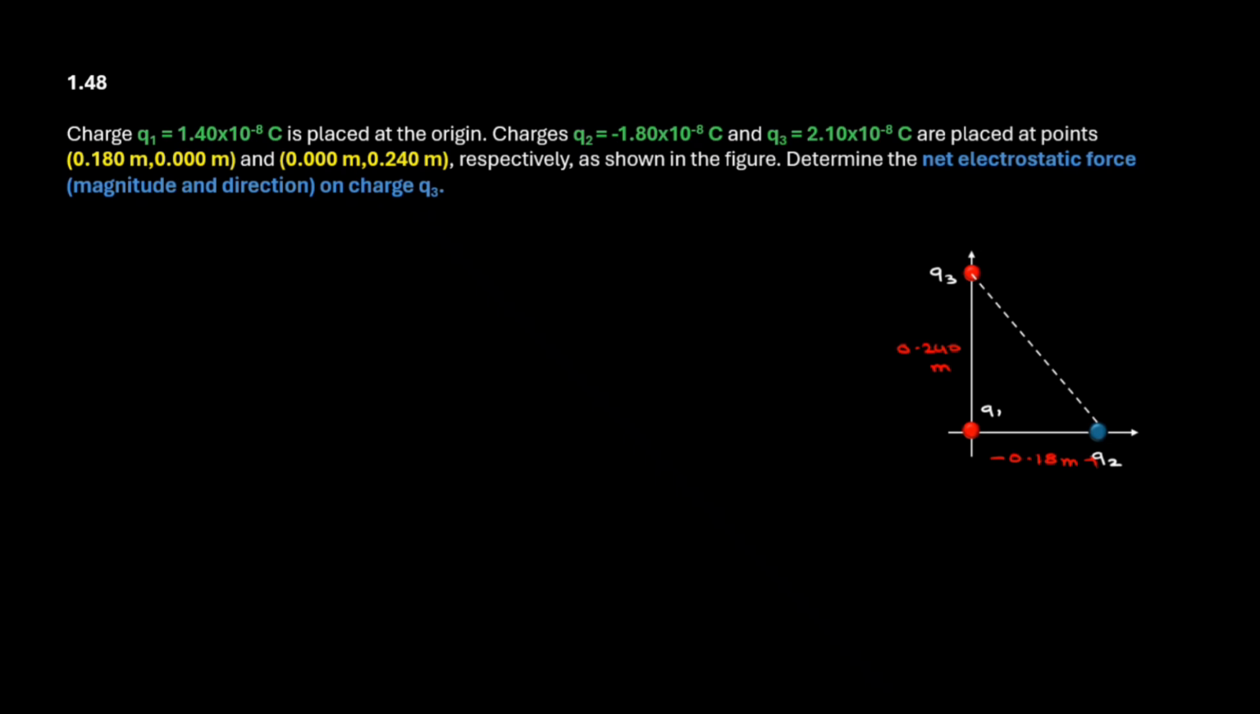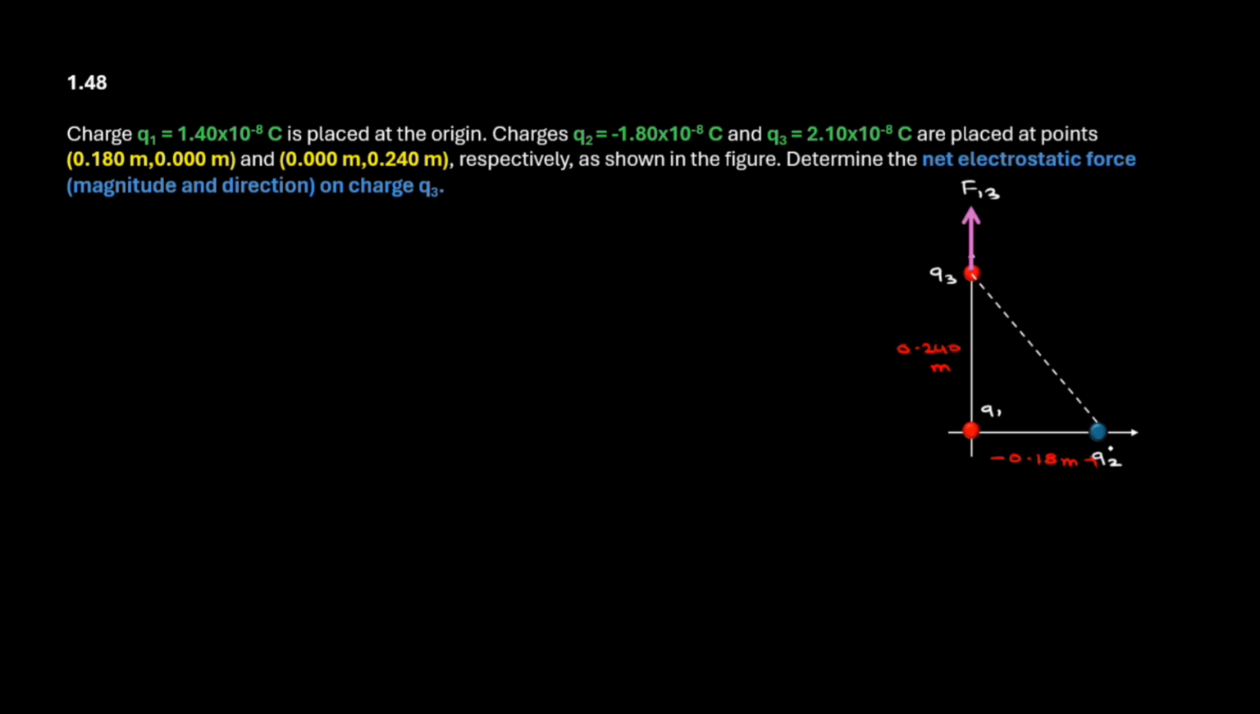Now, before we calculate the magnitude of the force, we need to first sketch the direction of forces acting on Q3. Now, Q3 is a positive charge, and Q1 is also a positive charge. So they will repel each other. So because of Q1, Q3 will be pushed up in this direction. So we can write the force acting on charge Q3 because of Q1 to be equal to F13, which is acting along the y-axis in the upward direction.